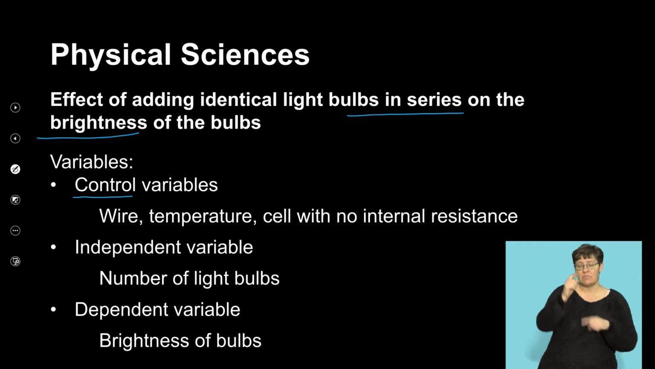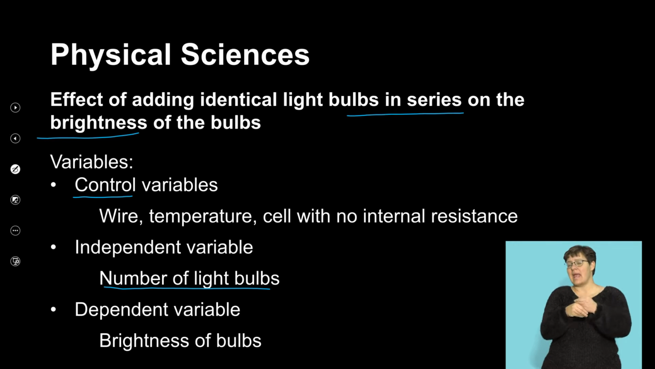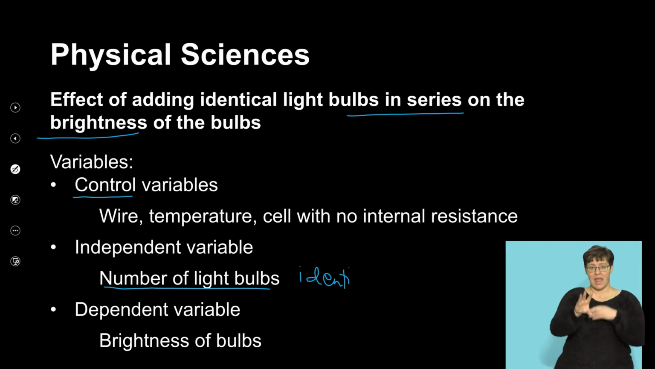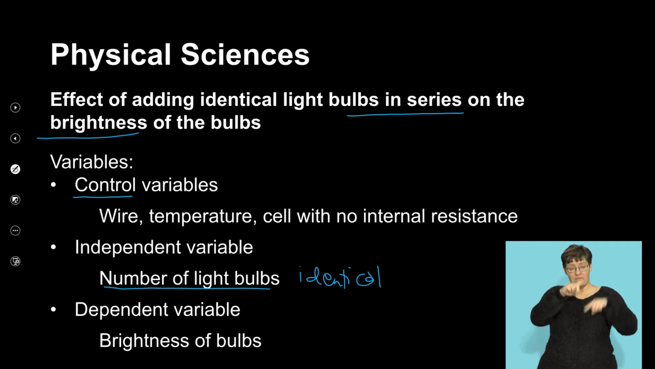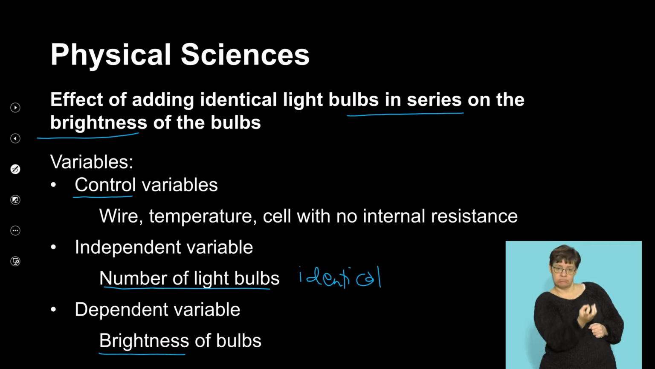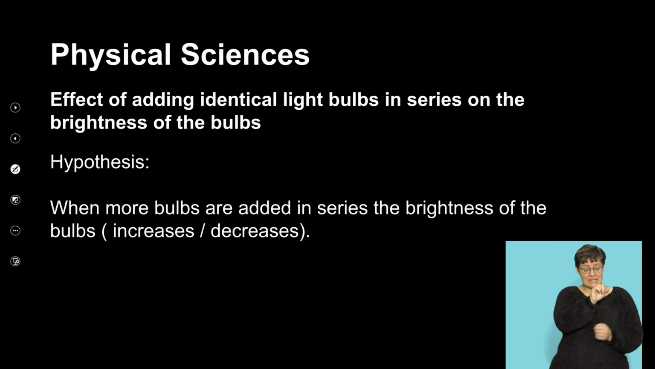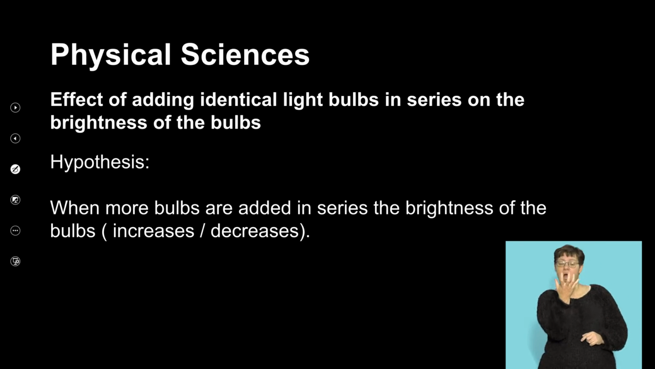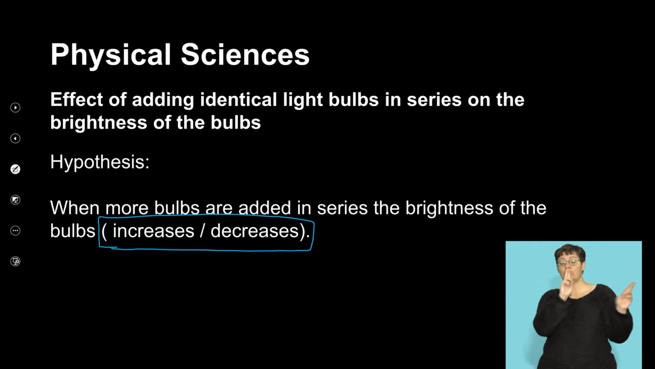Okay, the independent variable is what exactly we're going to manipulate or change. We'll add the number of identical light bulbs in series, okay? We will increase that number, right? And the dependent variable, or the response to changing the number of light bulbs, is the brightness of the bulbs in that circuit, right? So the hypothesis, in terms of the guess: when more bulbs are added in series, the brightness of the bulbs increases or decreases. This is a guess that, at the end of the day, our findings or our conclusion must answer. It's something that we want to establish.